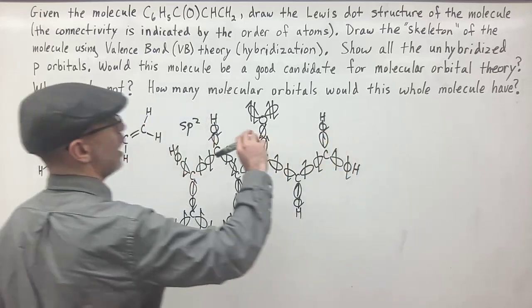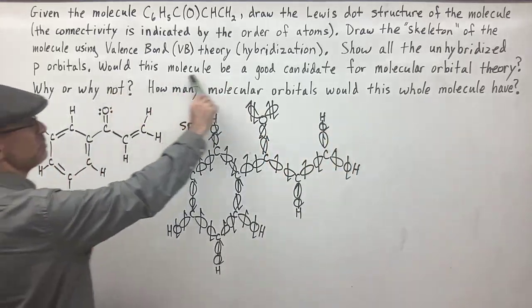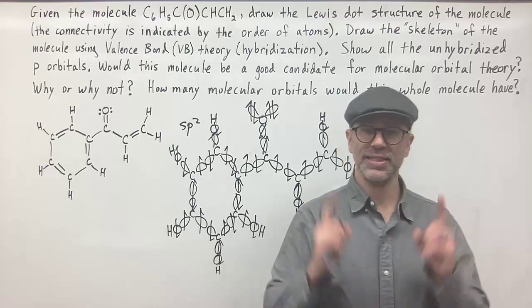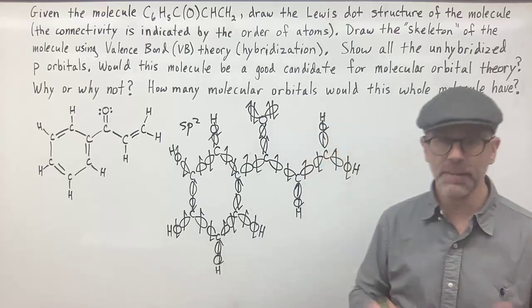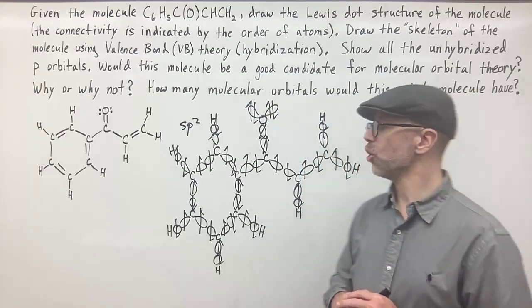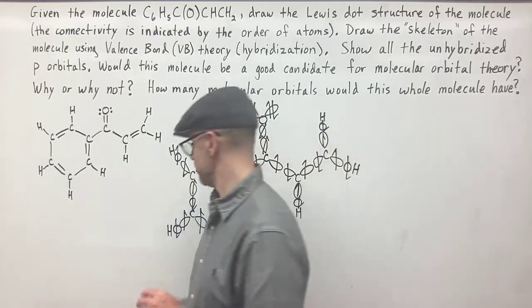It says, would this molecule be a good candidate for molecular orbital theory? The answer is yes, it would. And why? Because it has resonance. So you can see here, as I can show here, these bonds, you can move these bonds around, right?